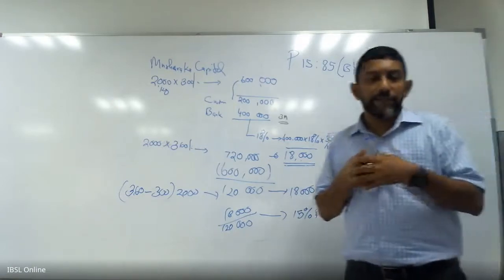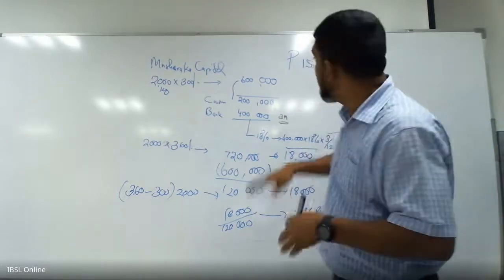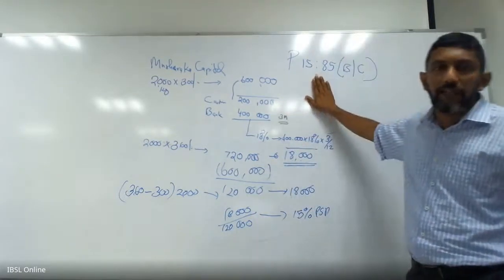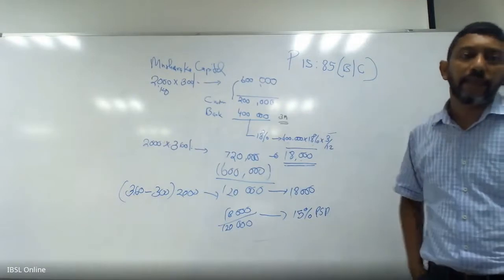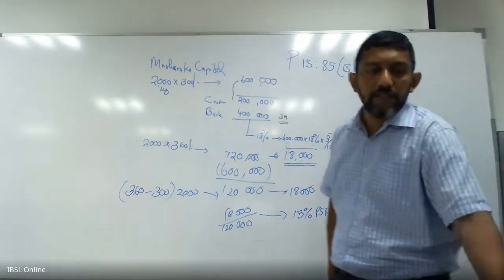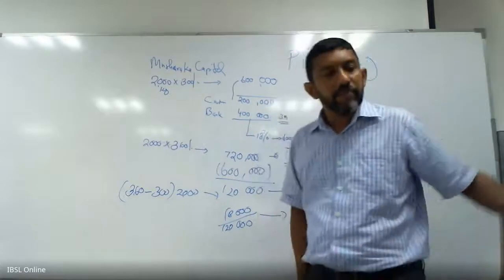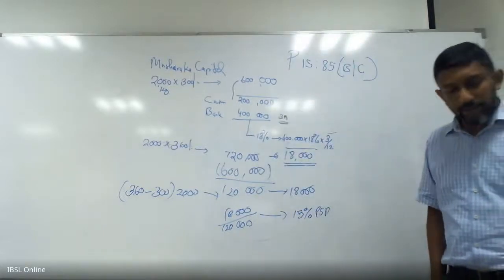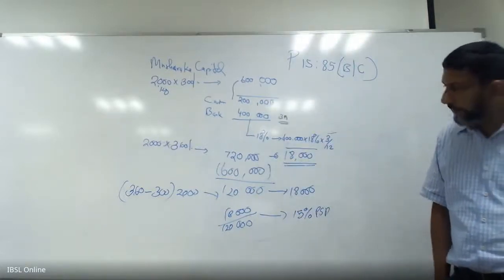Is that clear? Any questions on that? Did you all get this right? Did you all get 15:85? Where was the mistake? What was not clear? Anything you want to clarify?